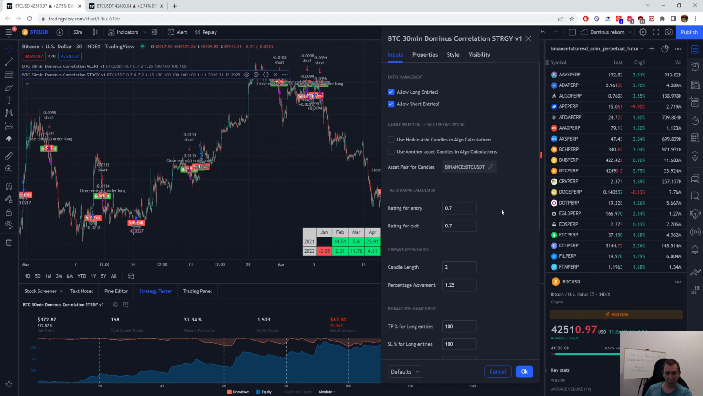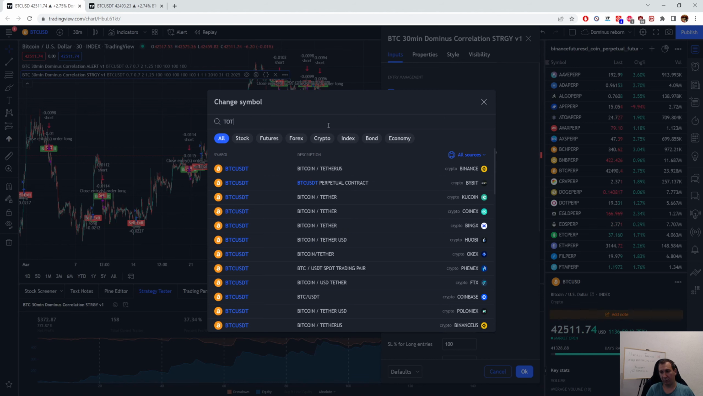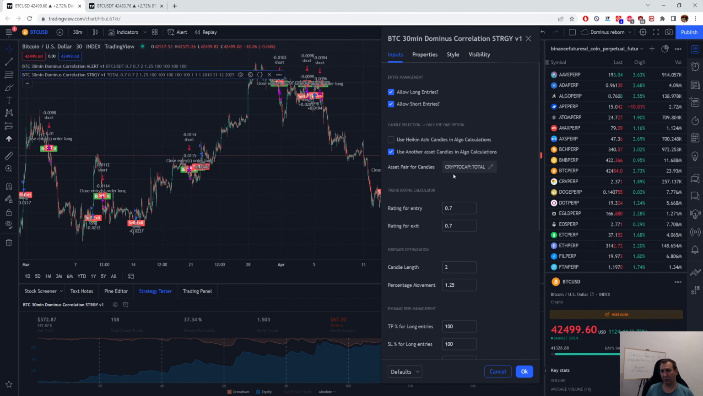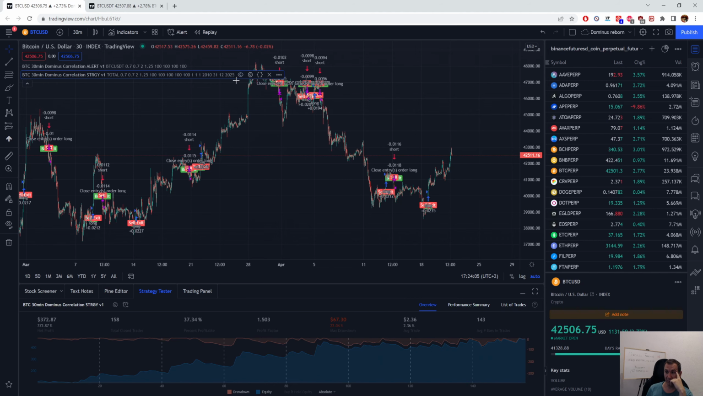If you want to use the correlation, you are going to select another asset candle, and in this case you select the pair which you want to correlate. For example, you can take BTC USDT, or the other option is to use the total amount of candle. It looks like it's taking a little bit to load. It's normal because all the calculations have been done internally, and it looks like it's still calculating. So let's wait for a moment.